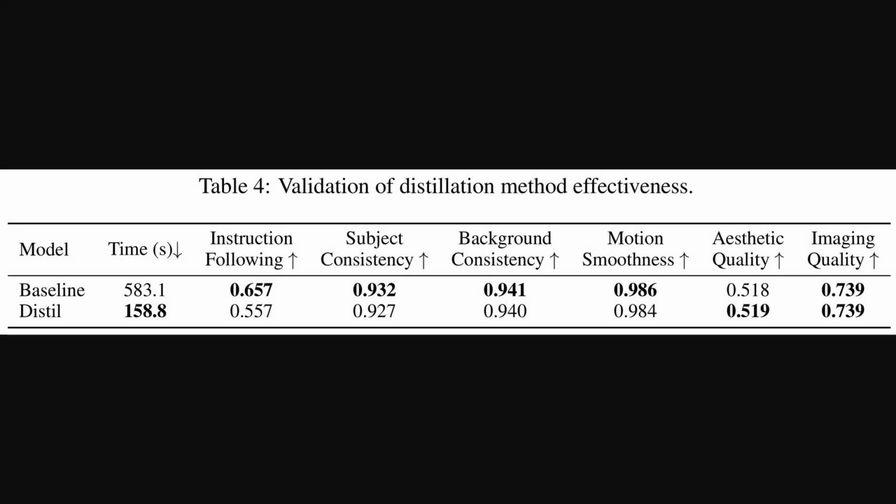So how do they make it fast enough to be interactive? This table validates their distillation method, a technique for creating a smaller, faster version of the main model. You can see the time drops dramatically, from over 580 seconds to just 158. The only real trade-off is a slight dip in instruction following, while the visual quality metrics like consistency and aesthetics remain almost identical. This is a huge win for practical use.